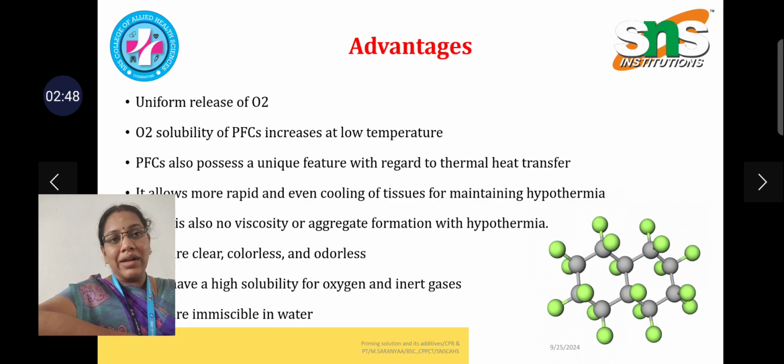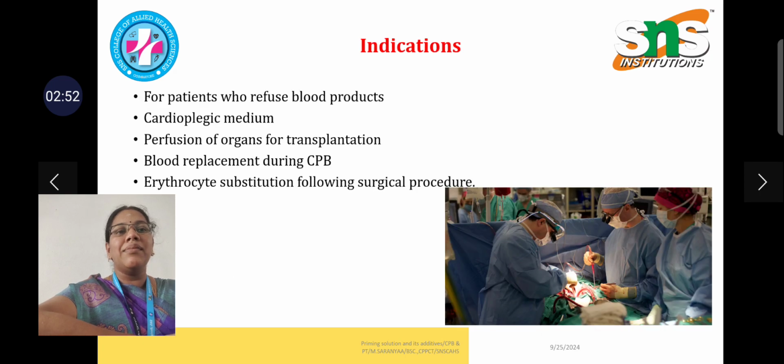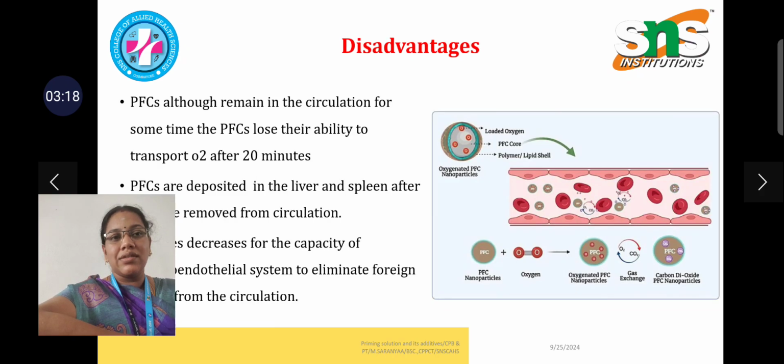It has many advantages and it is under research for use as a prime and a blood substitute. The indications for using this product are for patients who refuse blood products, as a cardioplegic medium, as an extra solution, for the perfusion of organs for transplantation, blood replacement during CPB, and as an erythrocyte substitute following the surgical procedure.